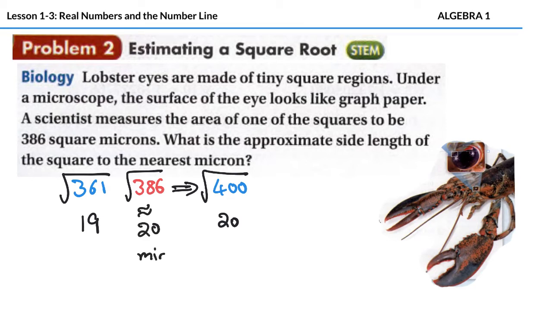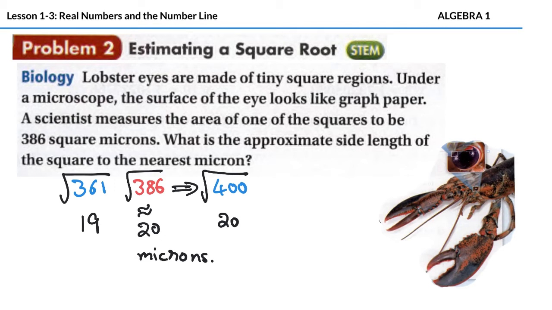Get the idea of how you find the approximation of a square root, the value of which is not a perfect square. So the square root of 361 is 19, the square root of 400 is 20, and 386 lies closer to 400, so the square root of 386 is 20-something.